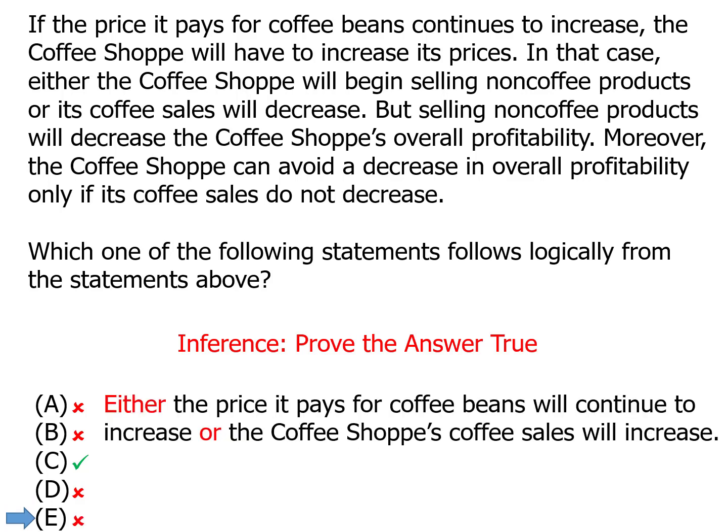And answer choice E is wrong because it creates an either-or between two things, coffee bean price going up and sales increasing. Those two things weren't linked in that way, so E is not our answer. The answer was C.